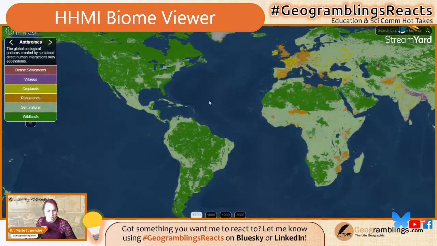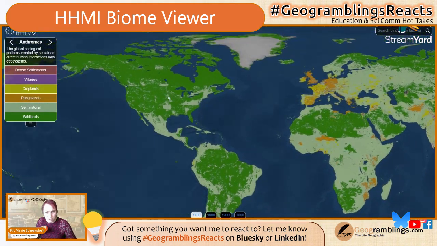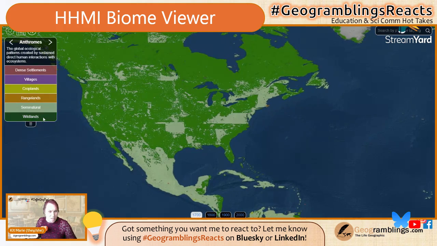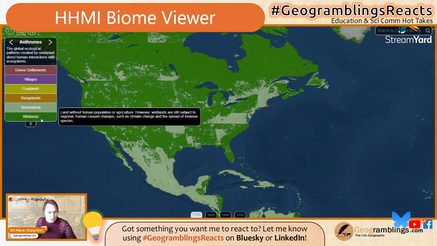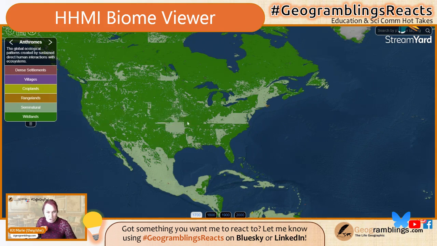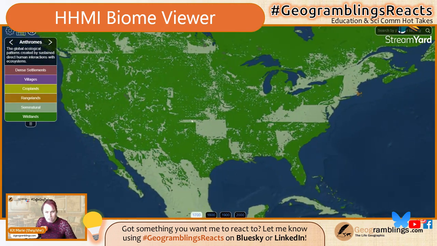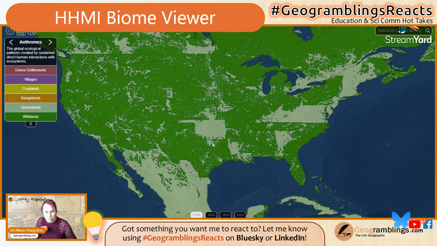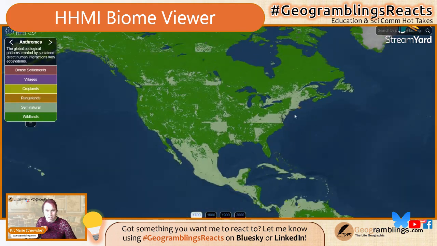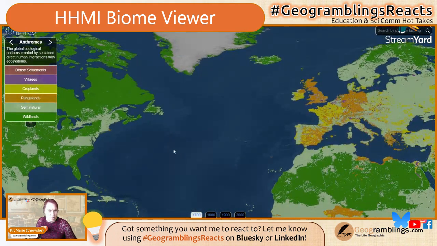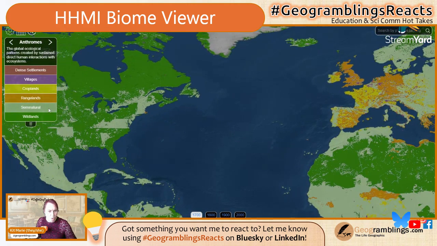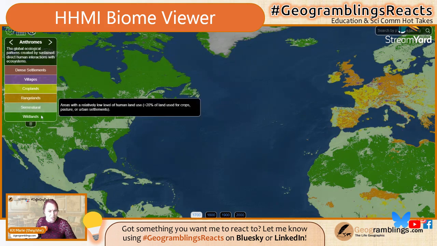Oh, crikey. And look at the patterns here. You can quite clearly show, look at the United States there. So this is wildlands, land without human population or agriculture. However, wildlands are still subject to regional human-caused changes, climate change, translocation of species. Look at that. You can quite clearly see the outline of Oklahoma there, and Louisiana, and some of the other states. That's crazy. Okay, that's something worth investigating. So the whole of Oklahoma is semi-natural rather than a wildland area. But I don't really know that a lot of Florida is considered wildland. So I think this is worth investigating about what this really means.